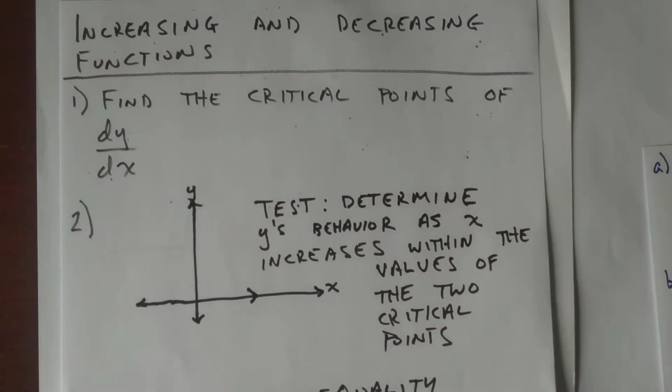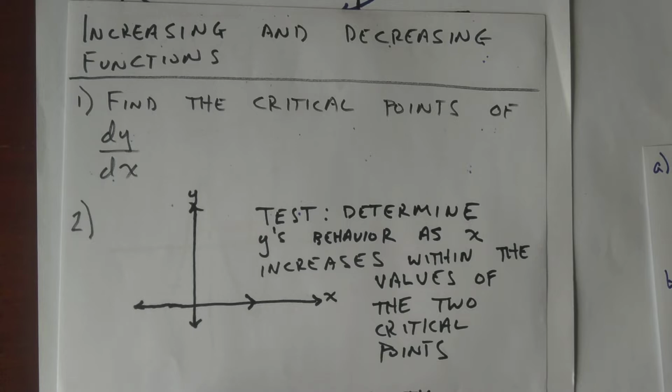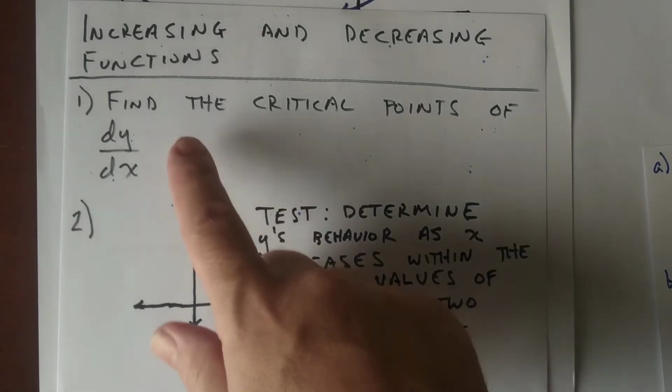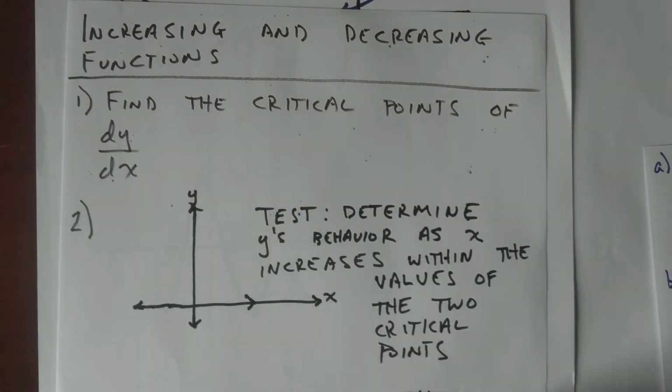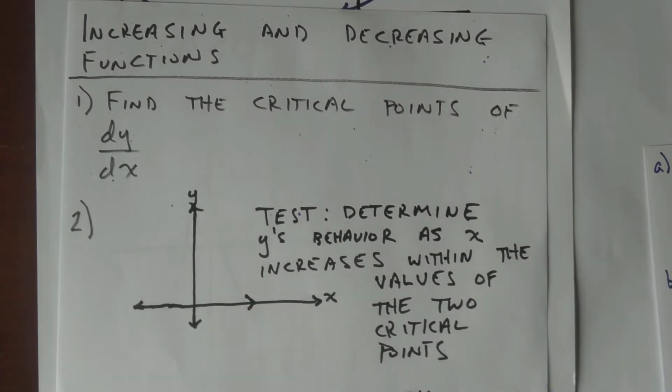And this is the only time when it gets tricky. Actually, it's all kind of tricky, but anyway, we've got to find the critical points of the derivative. So first we're going to find the derivative. Then, pause it.